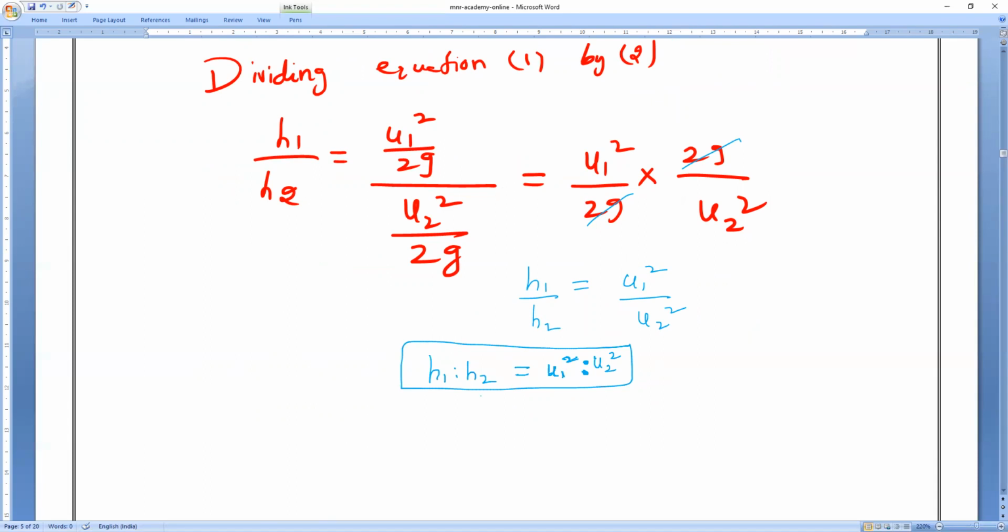Any doubt? Yes, ma'am. Why are we taking it as h1 by h2, sir? Because we want the ratio. They are asking for the height ratios, correct? Prove that the heights reached by them are in the ratio u1 square is to u2 square. That is why we divide equation 1 by equation 2, so that I get h1 by h2. Understand? Heights means that only. Okay, everybody, have I proved it or not?